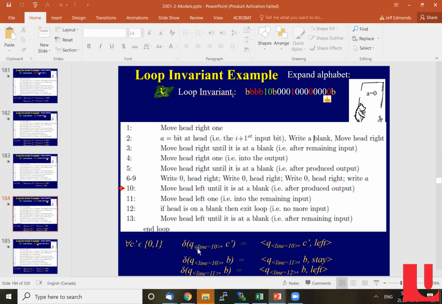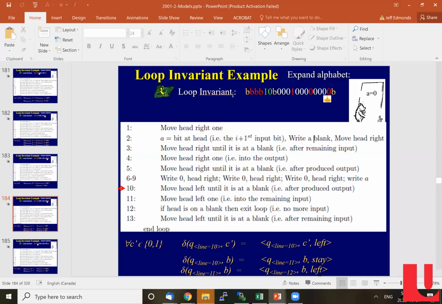Right? Yes. Now on line 11, it says move. What does line 11 do? Line 11 moves the head and goes to line 12. Right? Oh, so it's like the bridge between 10 and 12. Now this is what line 10 does. This is what line 11 does. So that's what you can do if you want. You can write what does line 10 do? It keeps the head stay. What does line 11 do? It moves the head left, right? You can write that.